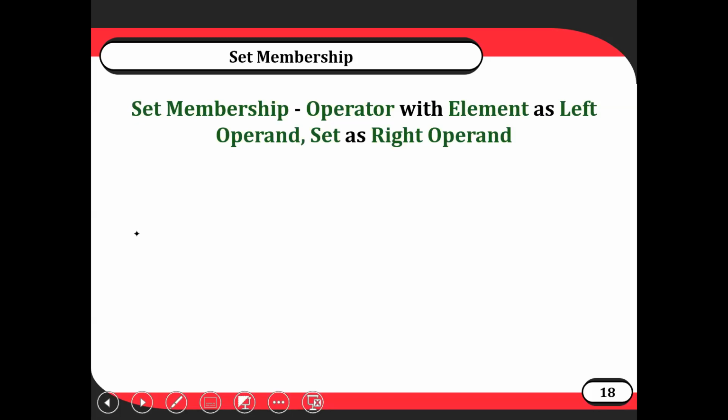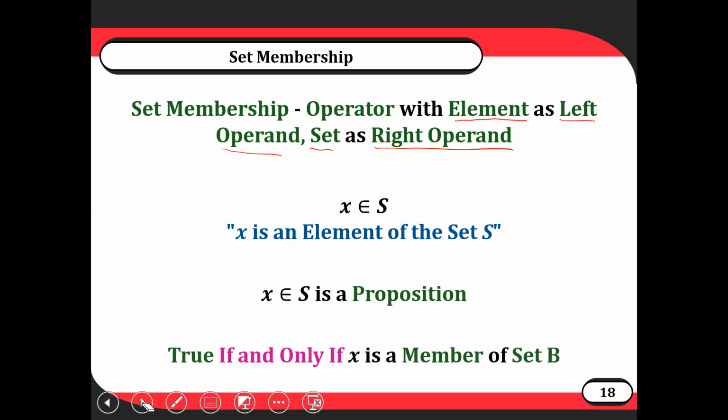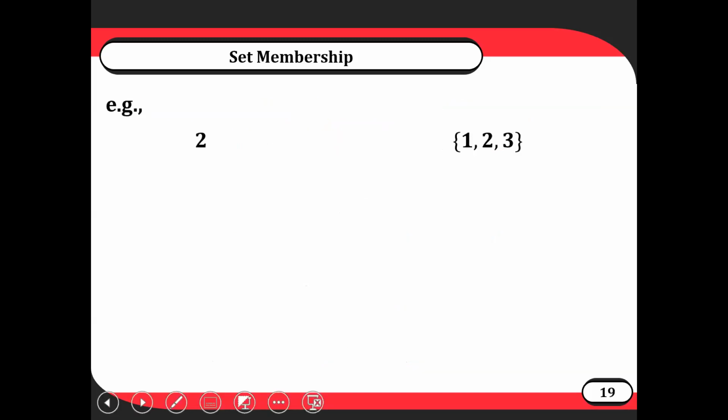So another operator is set membership. We have an element as the left operand and a set as the right operand. If we say X is an element of the set S, we express it using this E-looking thing, epsilon. And it's a proposition, the same as the subset operator. That is, it's true if and only if X is a member of the set S. So in this case, 2 is a member of the set {1, 2, 3}. That's true, so we would express it like this.